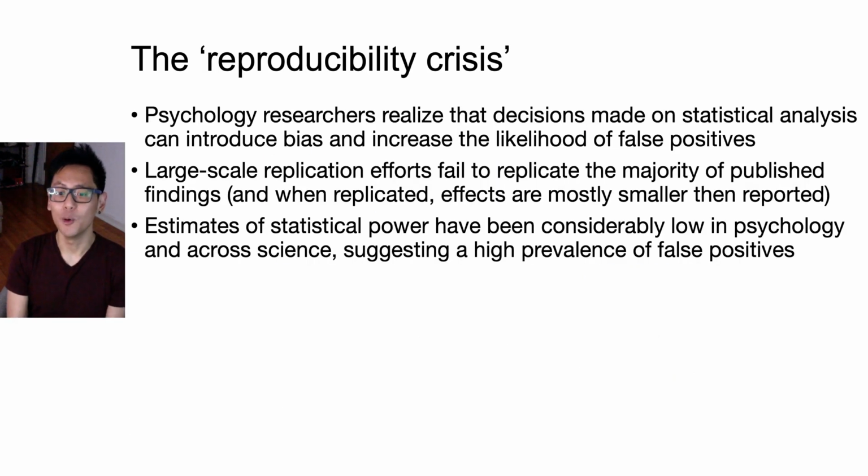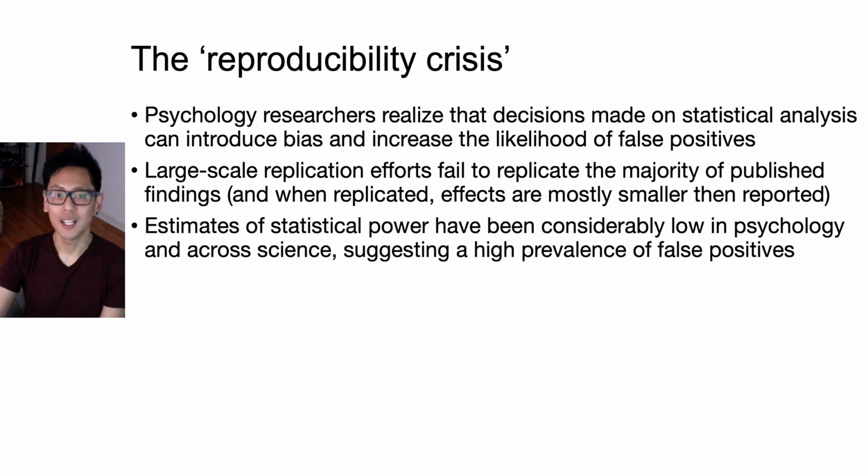So in combination, all of this has brought rise to the reproducibility crisis. Psychology researchers have realized that decisions made in statistical analysis can introduce bias and increase the likelihood of false positives, perhaps without any awareness, perhaps intentionally, but psychology researchers may also be unaware that they are doing this. Large-scale replication efforts have failed to replicate the majority of published findings, and when they have replicated, effects tend to be smaller than actually reported. And this is problematic when we try and apply those effects in other scenarios. Estimates of statistical power have been considerably low in psychology and across science, which suggests a high prevalence of false positives. And all of these factors in combination, and all these realizations happening in a short period of time, have led to widespread attention from scientific researchers and media attention terming it the reproducibility crisis.